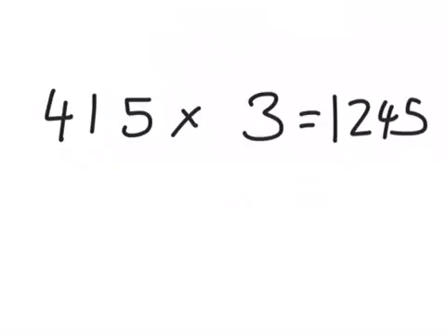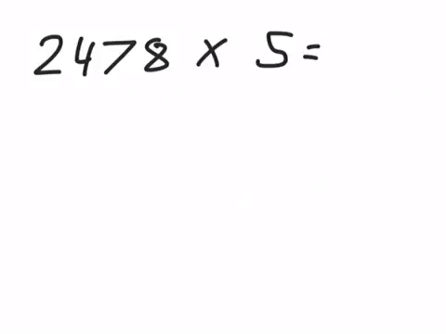So there you go. 2 very simple steps to be able to use long multiplication. In this case, 3 or 4 digit numbers multiplying by a single digit number, which has given us 415 times 3, which has given us 1,245.